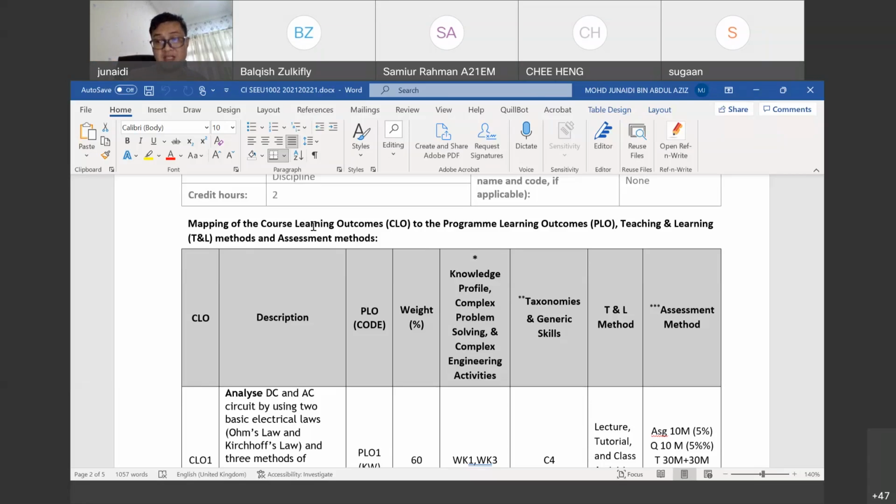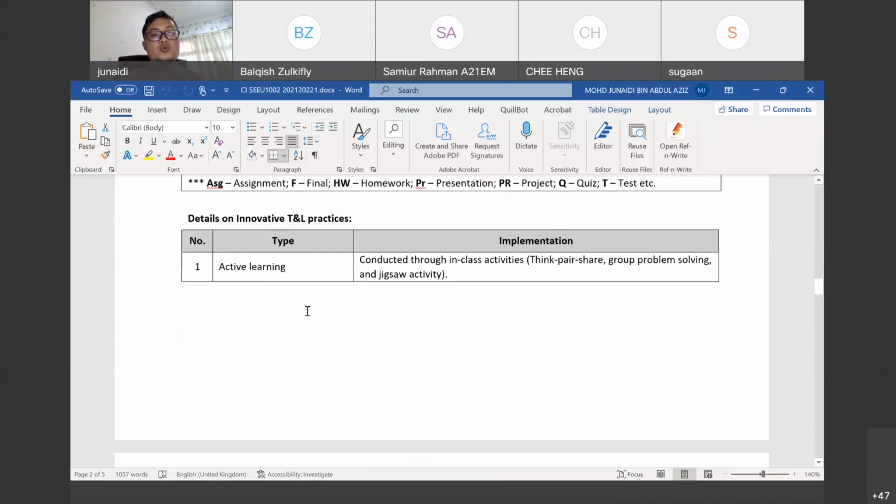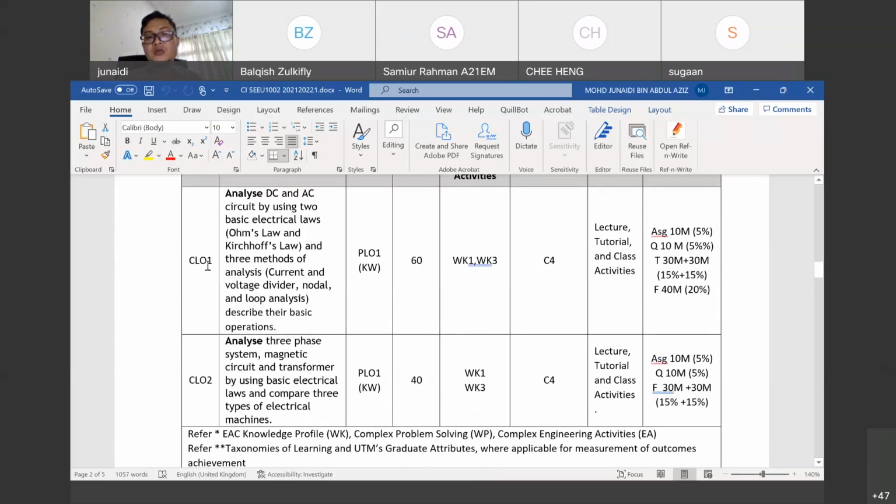the undergraduate course. For example, PLO designed for an undergraduate course. This PLO is designed by the university, and then the course learning outcome must be mapped to the program learning outcome. So every course has its specific PLO, and every course has its own unique mapping between the CLO and PLO. For this course, it has two learning outcomes.